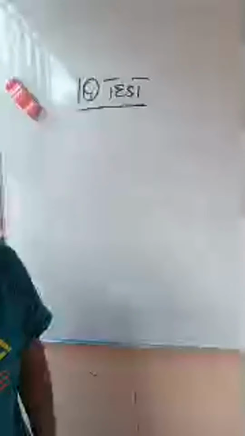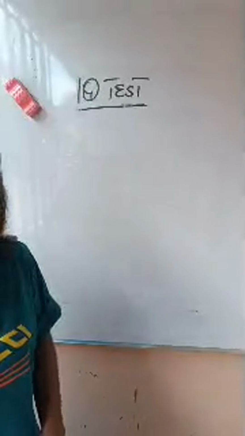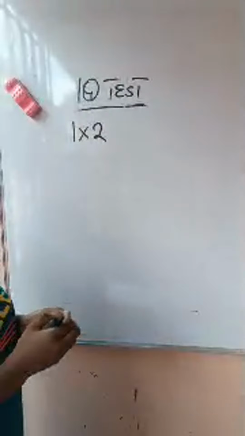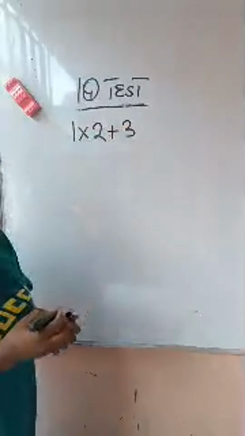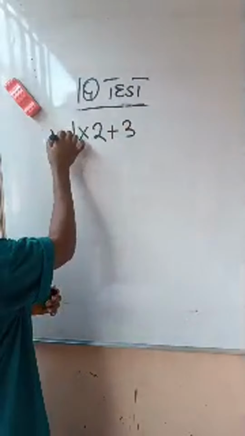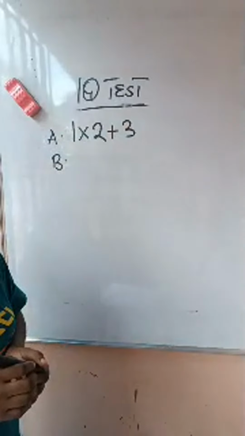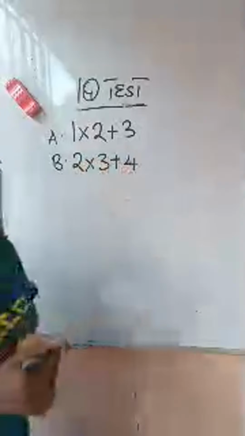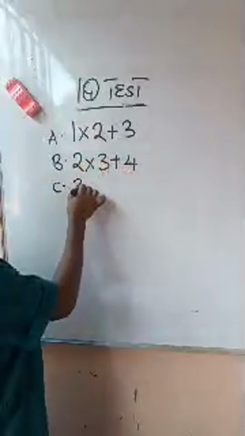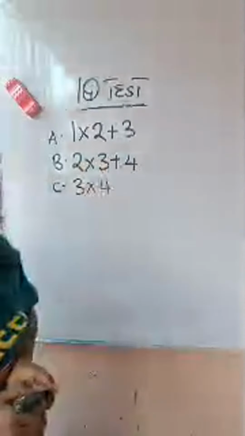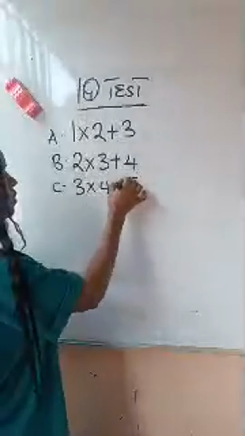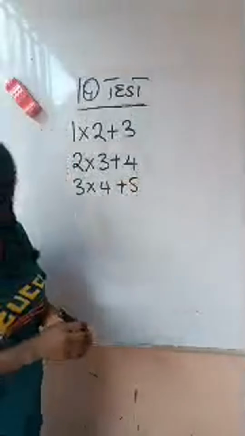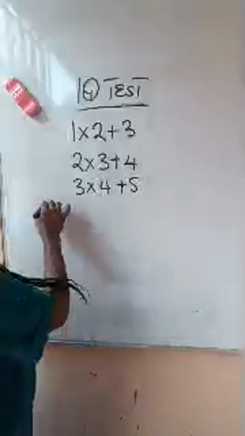Now, this is easy, but not easy. So we have 1 times 2 plus 3 as the first expression. Now the second one says 2 times 3 plus 4. Then we have 3 times 4 plus 5. So we are asked, what should be the next?